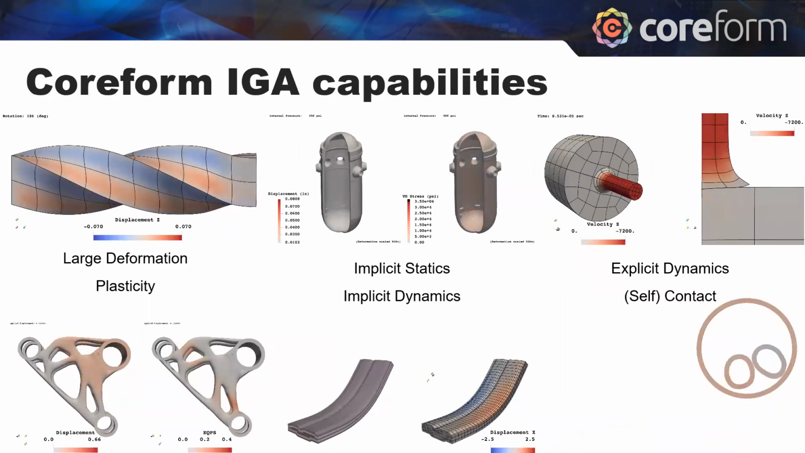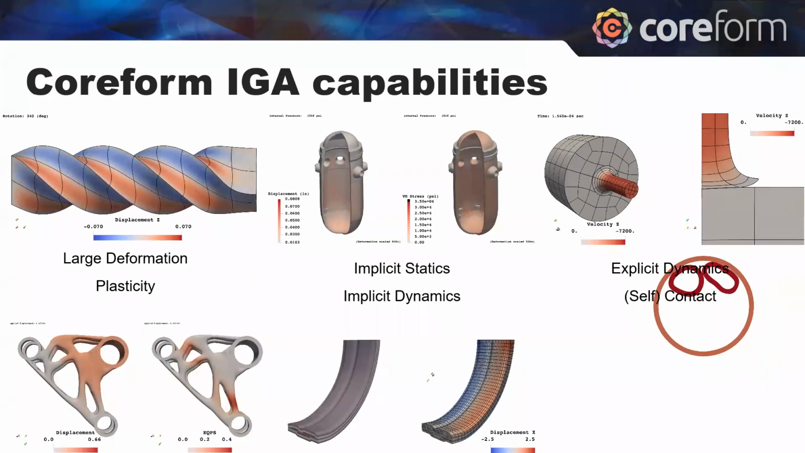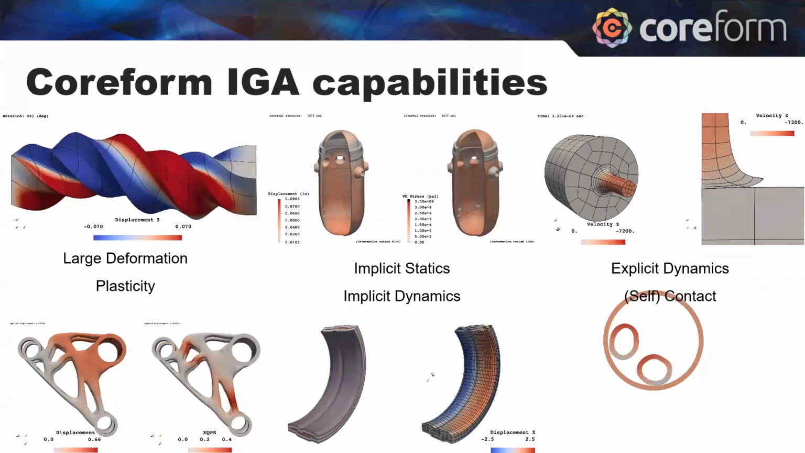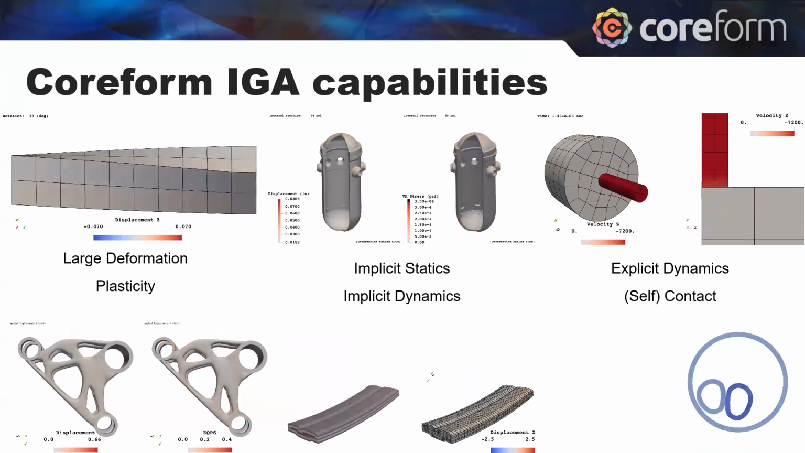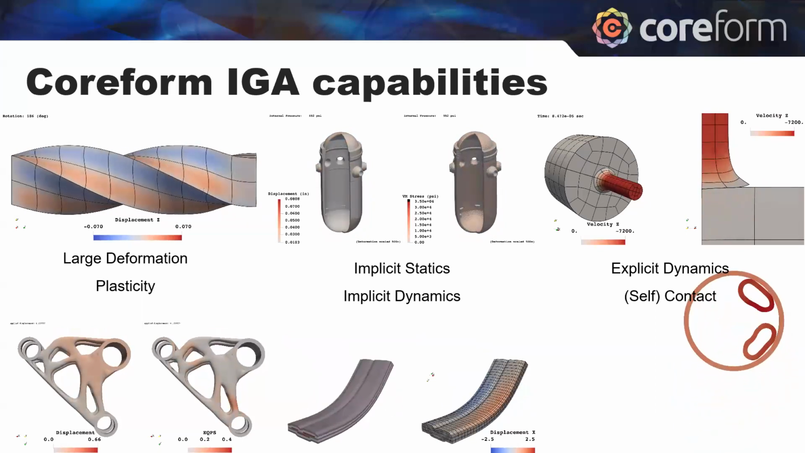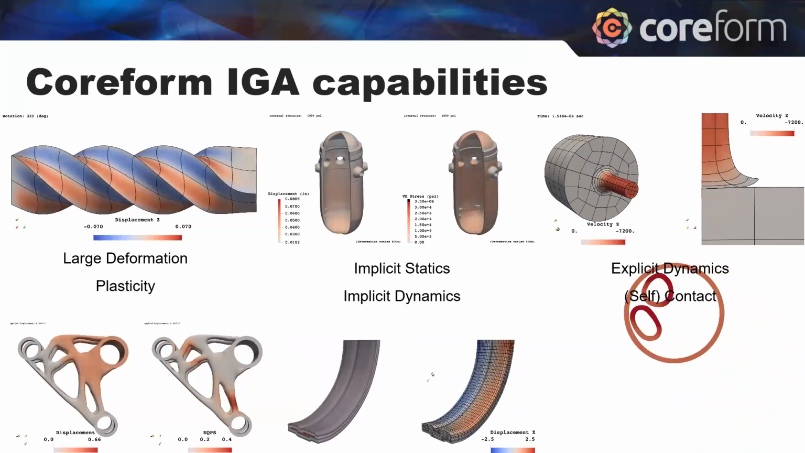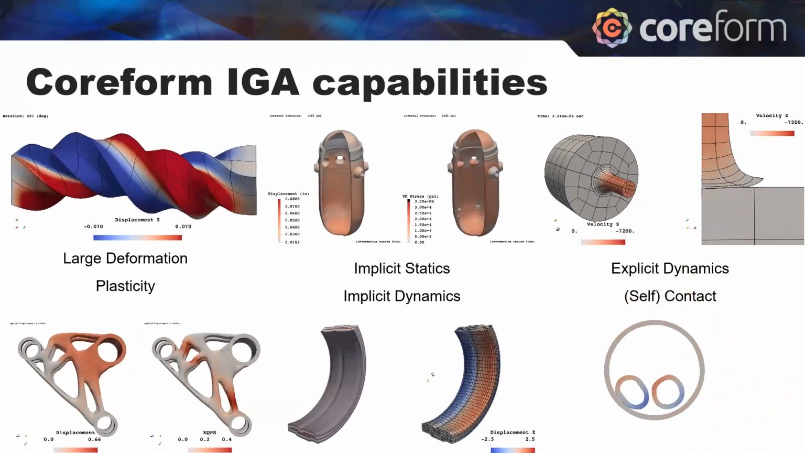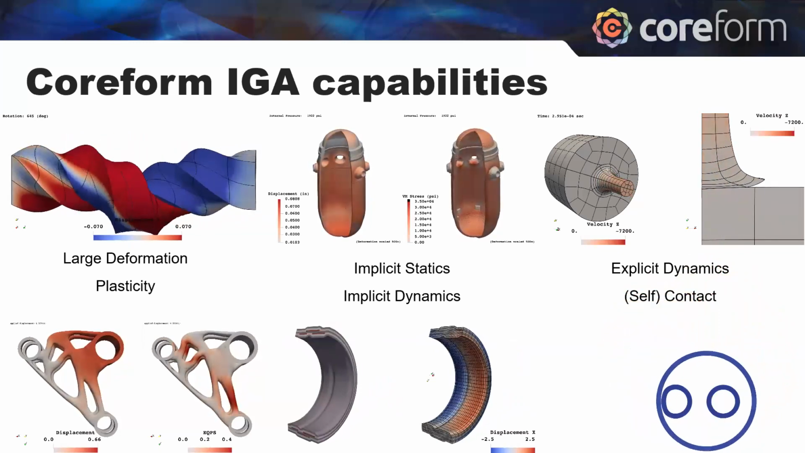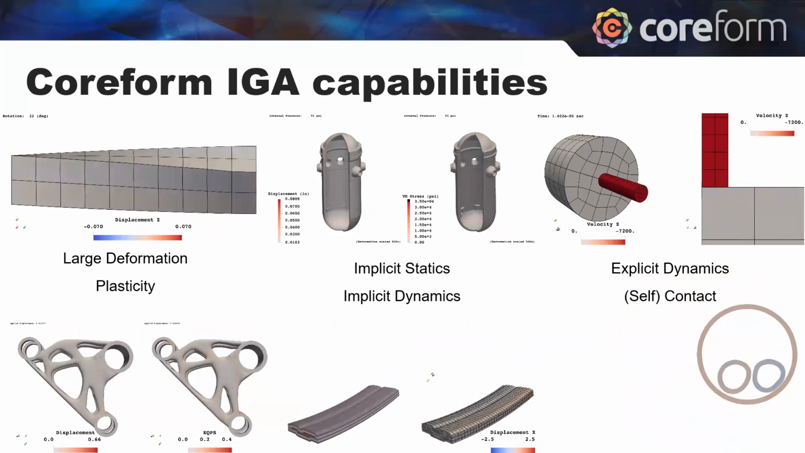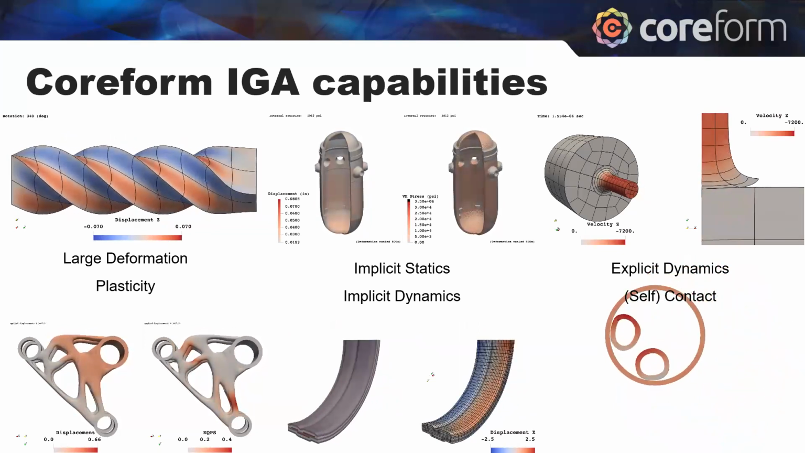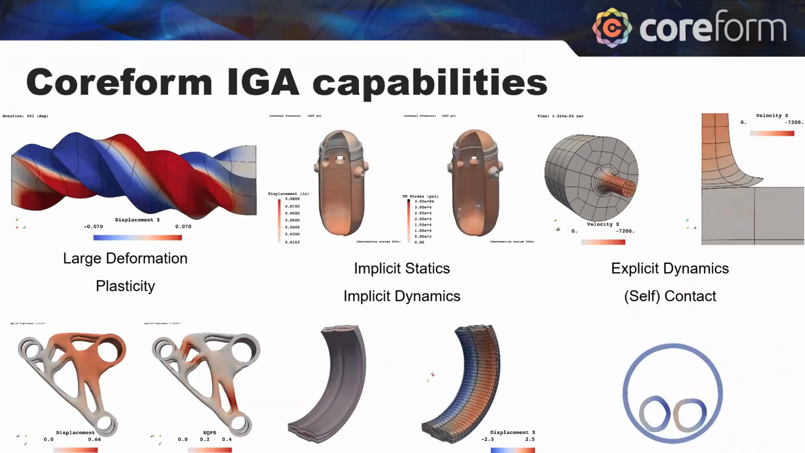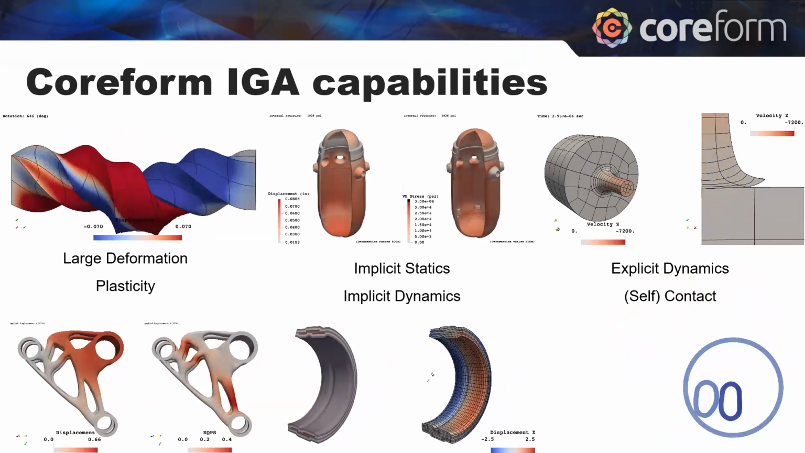And then a quick intro just to some of the capabilities of Coreform IGA today. It's just a snapshot of a few of them. In addition to large deformation, we also have plasticity. We've got implicit dynamic and static solvers, as well as an explicit dynamic solver. And then we also have contact, including self-contact. I just don't have enough space to put more videos onto this slide, but hopefully it gives an idea for the realm that we're looking at.